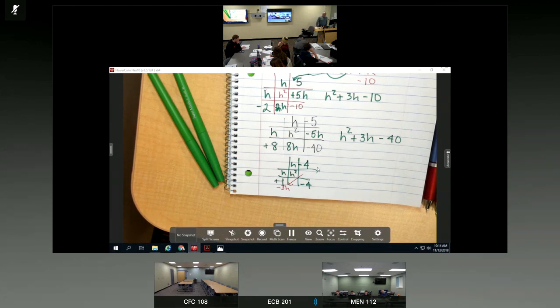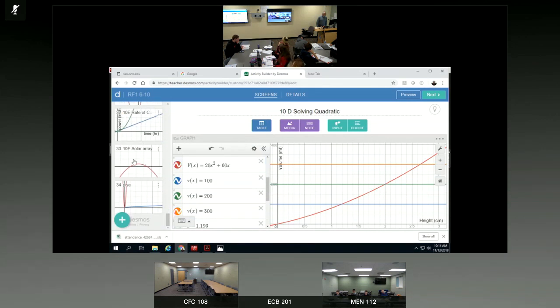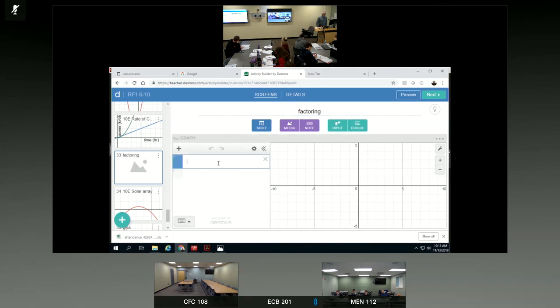If you don't know how to do that one, you can go to Desmos and you can graph it. Oops, I'm in the wrong spot. Oh well. You can graph it. So we would say h squared, let's say x squared, plus 3x minus 4. And notice it tells us what the two spots are, negative 4, positive 1. So if you graph it, you can tell what the roots are without having to factor.